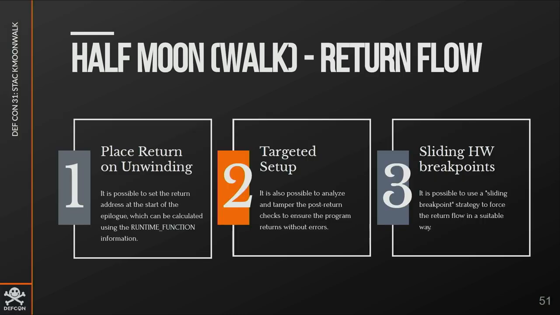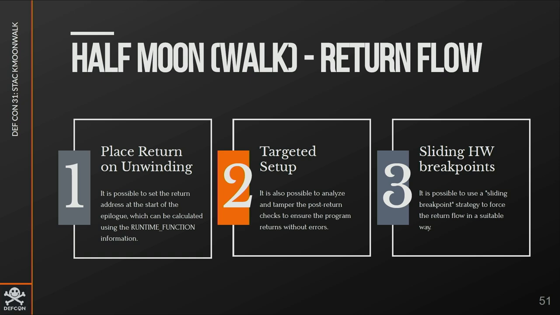But we are concerned about the return flow though. If we add these frames, they will return back to where they are supposed to return. But we didn't actually execute the high-level API, we just emulated the prolog. Would that be enough to actually ensure that the return flow is correct? Well, yes and no. So there are 3 strategies we can use.